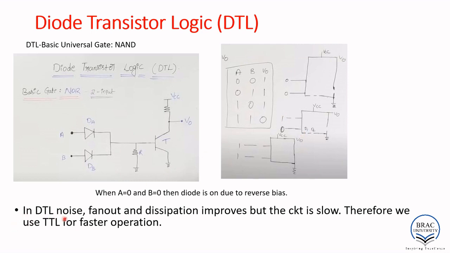So in detail, noise immunity, fan out and dissipation improve, but the circuit is slow. Therefore, we use TTL for faster operation. So in the next couple of slides, we'll discuss TTL and how we can improve the speed in the TTL logic.